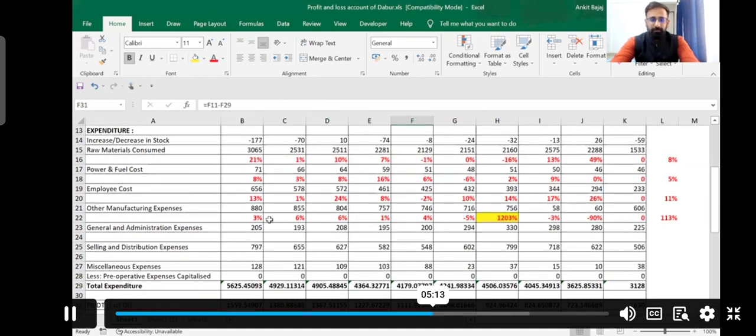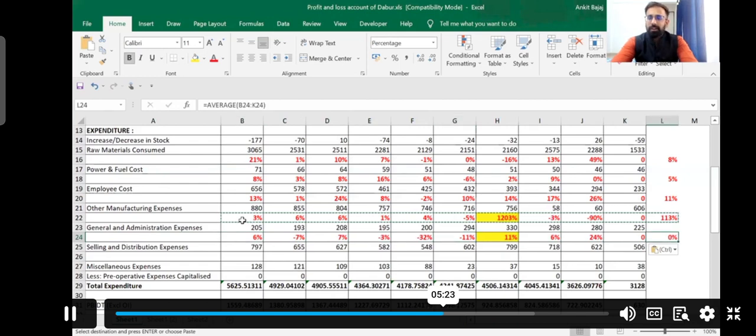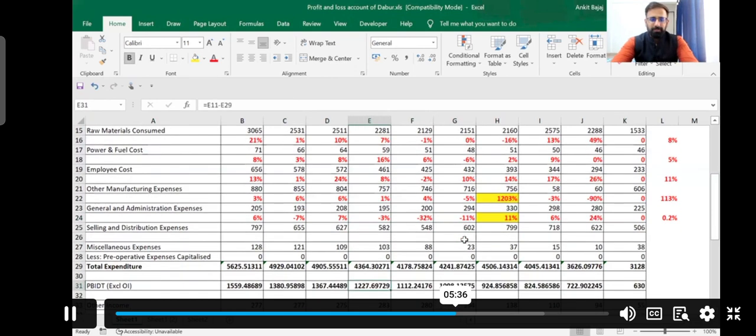Further, if I talk about general and administration expenses, these ratios will help you to find out the reason there is a sudden increase in the cost. Here, if you see, there is no sudden increase in the cost, and on an average there is 0% increase in this cost. Sometimes these costs are increasing and sometimes there is a decline in cost, right? So this is how you can find out the values.